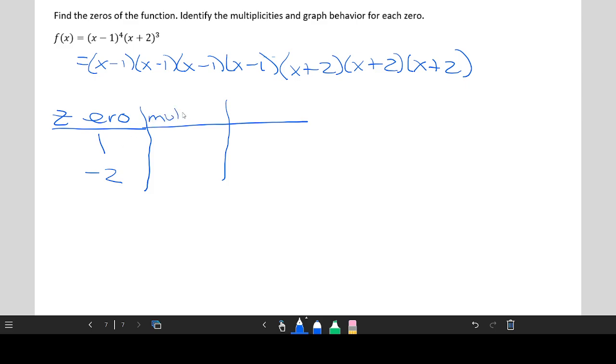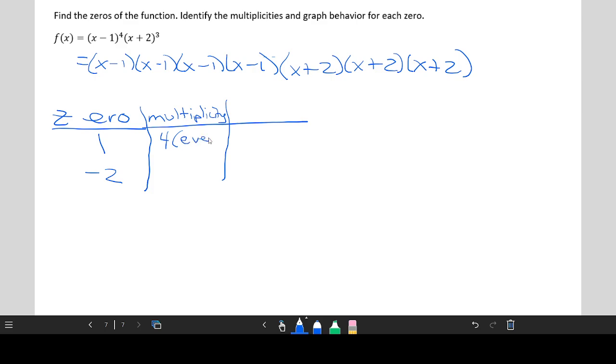Now let's look at the multiplicity of each of those zeros. The 1 comes from the fact that we had x minus 1 as a factor, and it showed up 4 times. You don't have to write it out this way to figure this out. I just wanted to show you an example that this exponent 4 means it shows up 4 times. So when it's in factored form like this, you can look at that exponent, and that is the multiplicity. So the multiplicity of that 0 is 4.